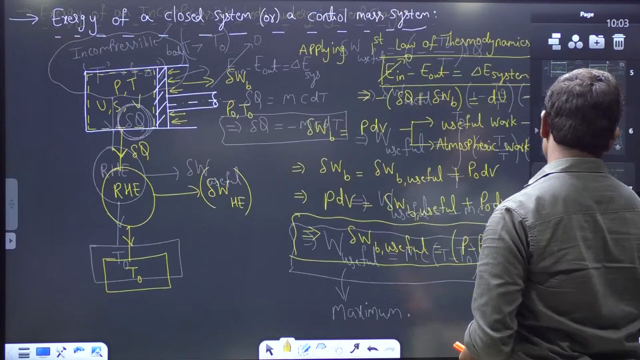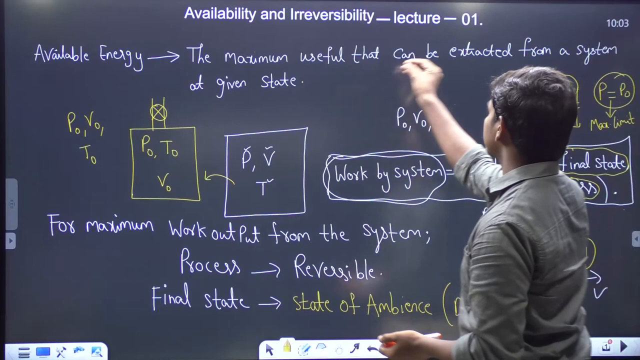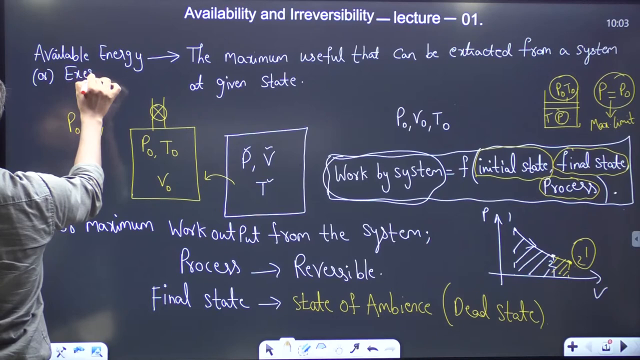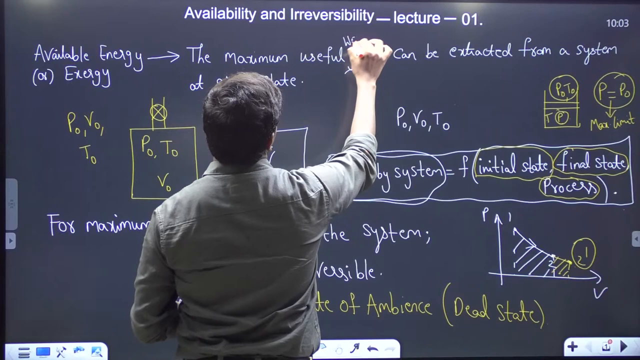So, as I told you, the maximum useful work that you can take out from a system is called the available energy. This available energy is also called exergy, just synonyms. It is the maximum useful work that can be extracted from a system at a given state.